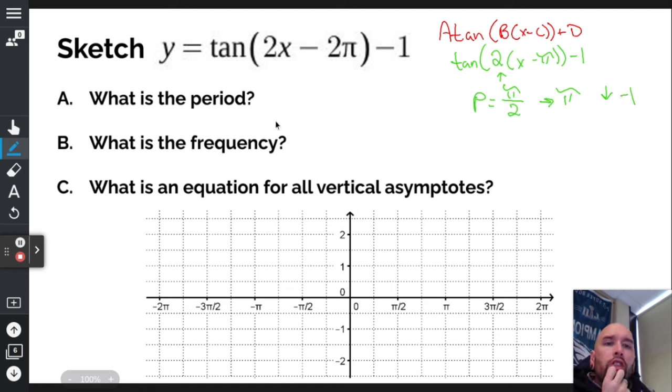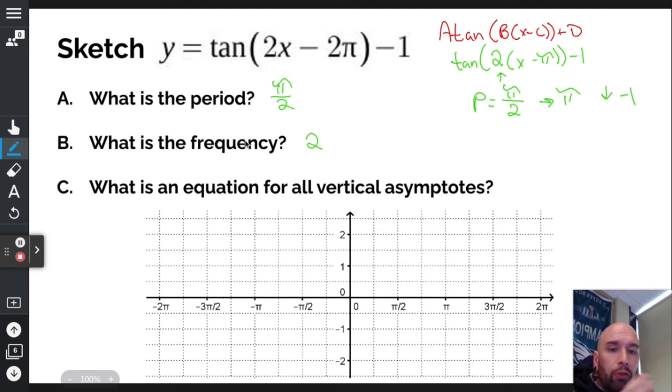Okay, so what is the period? Pi over 2. What is the frequency? Regular 2. What is an equation for all vertical asymptotes? Oh, okay. Let's draw this out and then I'll do the vertical asymptotes.